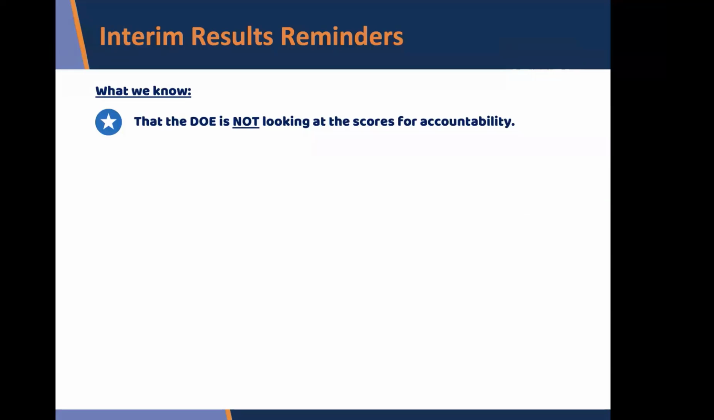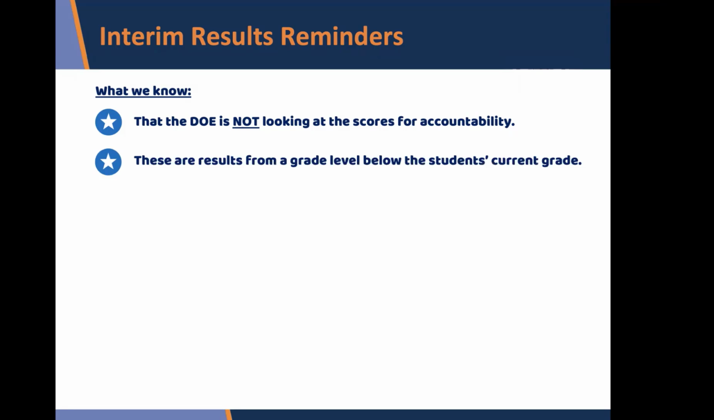So we know for these interim results that the DOE is not looking at these scores for accountability. They have made it very clear that they're not looking to see what teachers did in the spring and check to see which teachers might have had kids who didn't make the gains that they were thinking. They're not using it for that at all. They probably will look at it just for general information, but it's not for accountability.